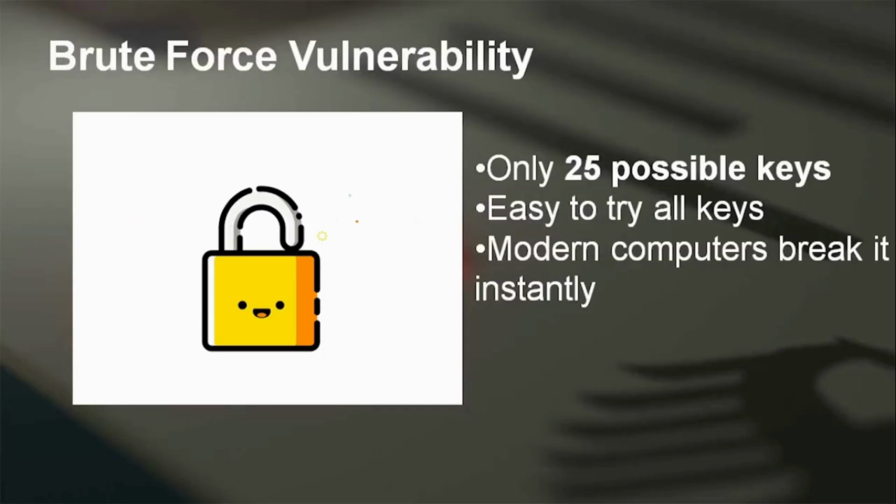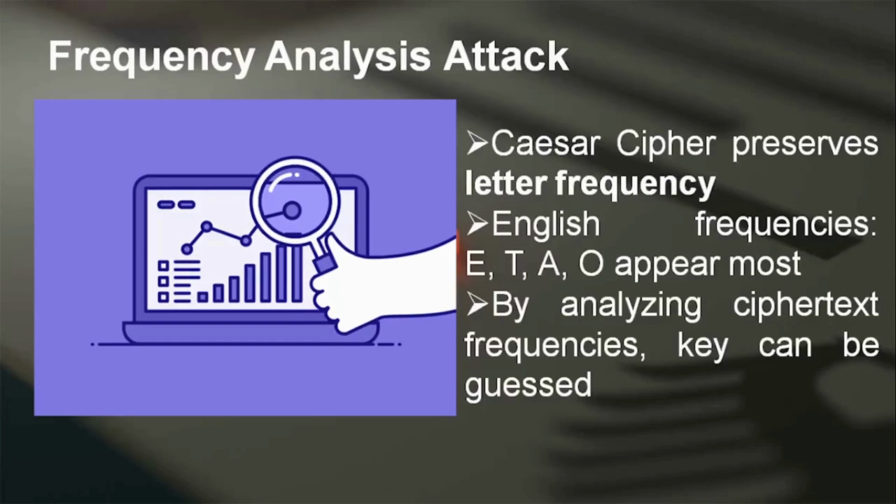Now let's talk about security. The Caesar cipher is not secure. Why? Because it has only 25 possible keys. It means you can shift from 1 to 25, and a shift equal to 0 means no encryption. An attacker can simply try all 25 possibilities, and this is called a brute force attack. With modern computers, all 25 keys can be tested instantly. So the Caesar cipher offers no real security in today's era.